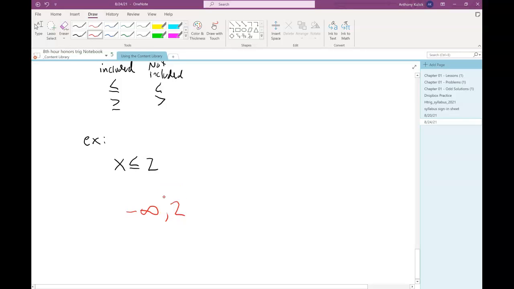Now the infinities always get a parenthesis because it's not an actual number. And then since 2 is less than or equal to 2, that value should be included in our set, so we put a bracket there. And this is how we would write our answer last year, right? Now I'm going to ask for a little bit more this year. We're going to be a little bit more precise.